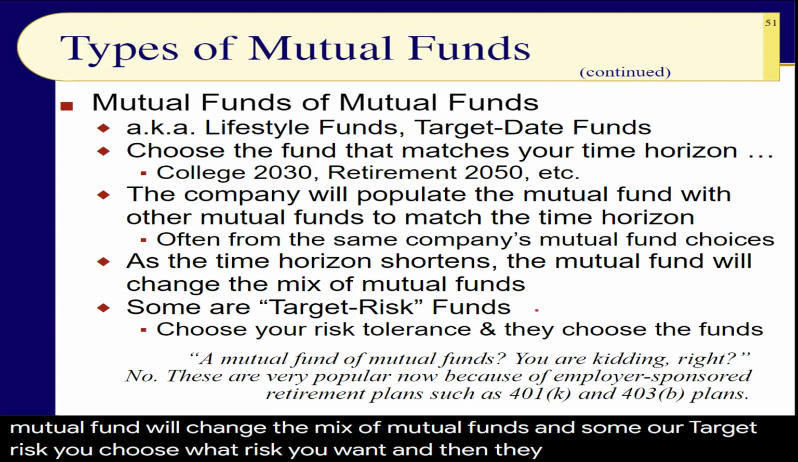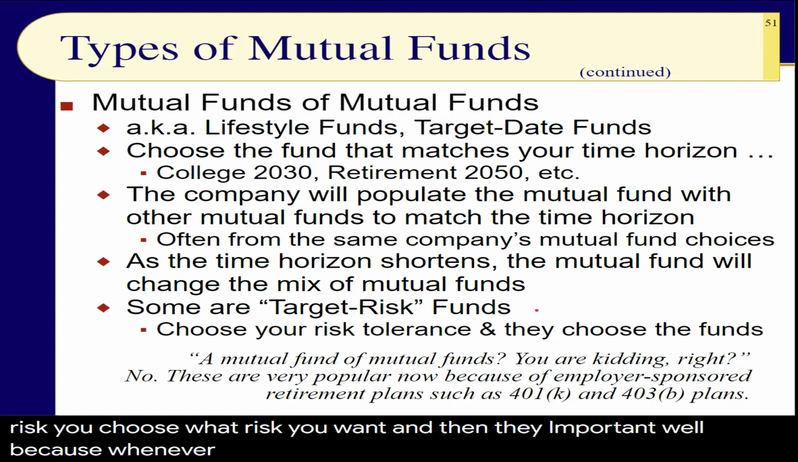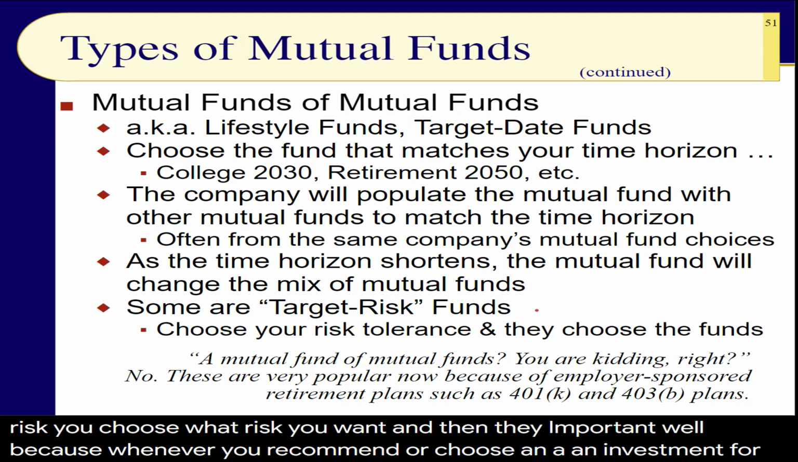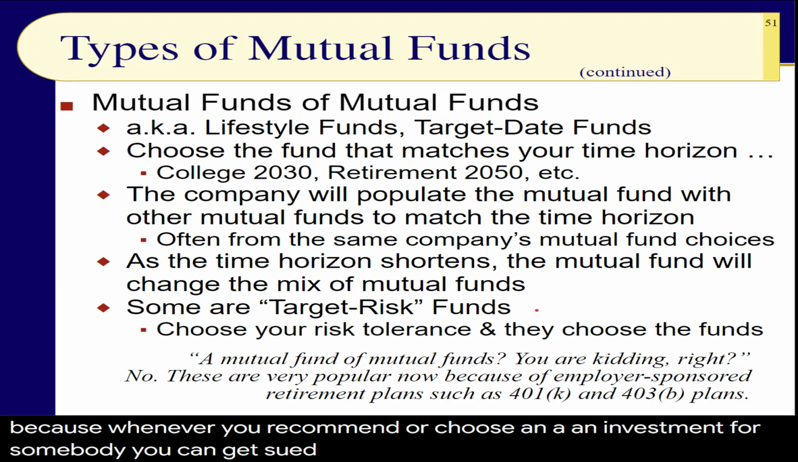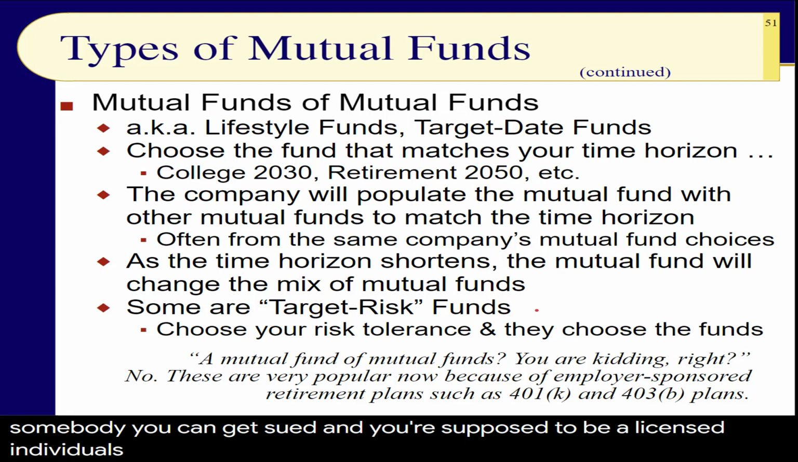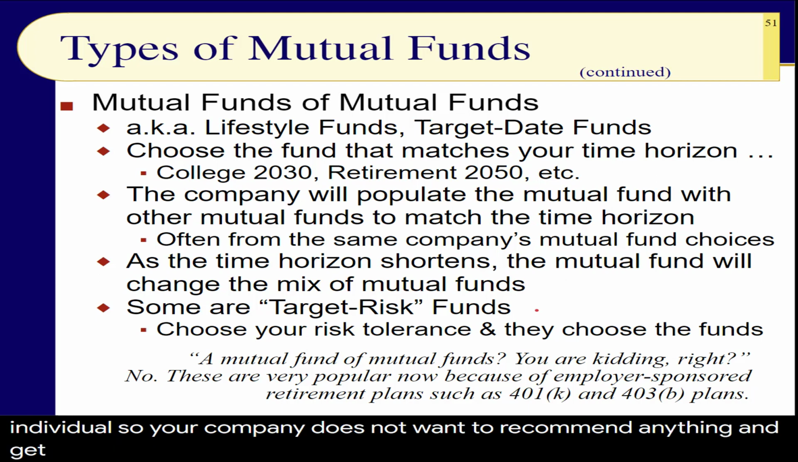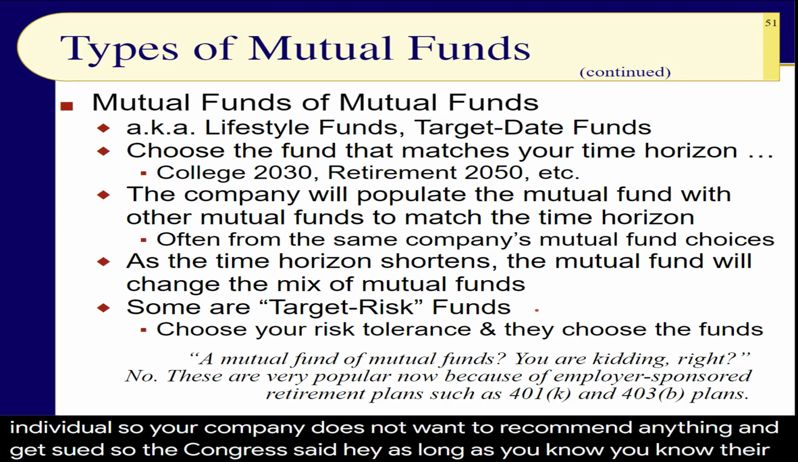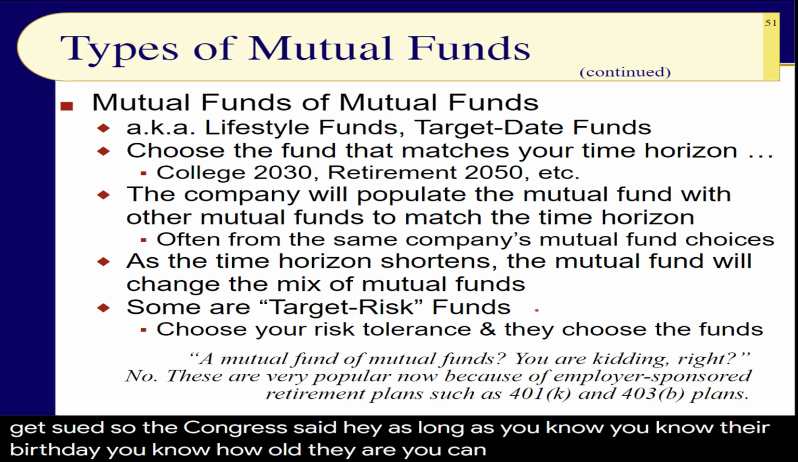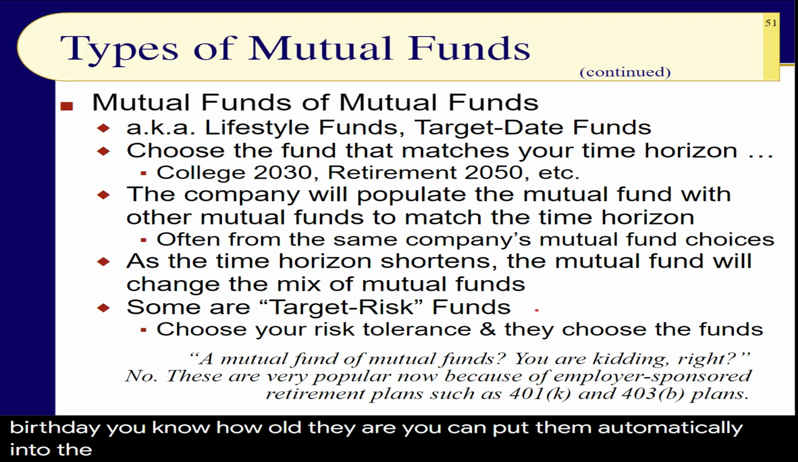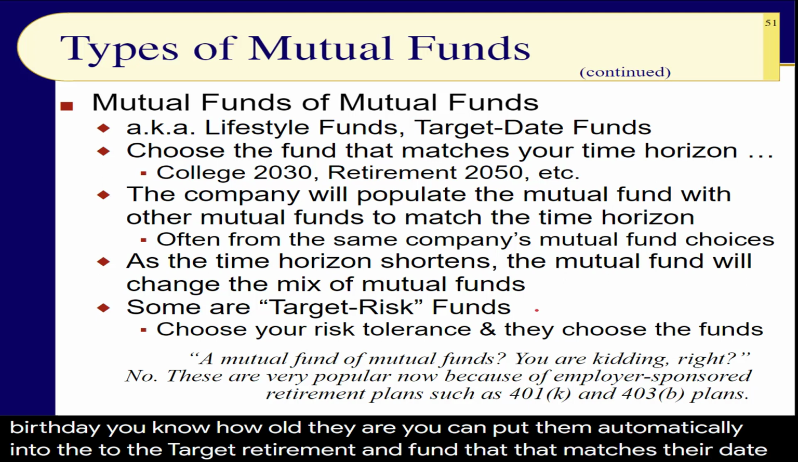Why are these things important? Well, because whenever you recommend or choose an investment for somebody, you can get sued, and you're supposed to be a licensed individual. So your company does not want to recommend anything and get sued. So the Congress said, hey, as long as you know their birthday, you know how old they are, you can put them automatically into the target retirement fund that matches their date, and they can't sue you.